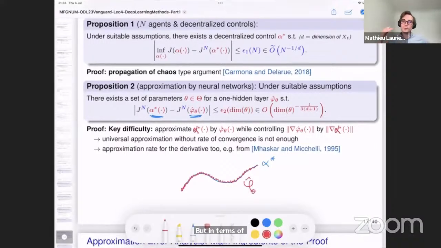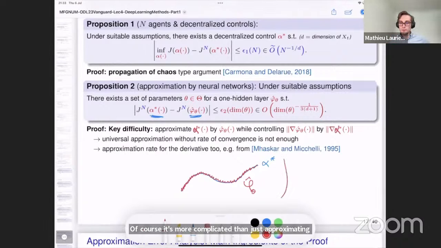So if you need to approximate a function and its derivative, of course, it's more complicated than just approximating the function itself. In fact, I'm going to need this kind of remark in the lecture tomorrow when we try to solve PDEs, because when you try to solve PDEs, you really care about the derivatives.